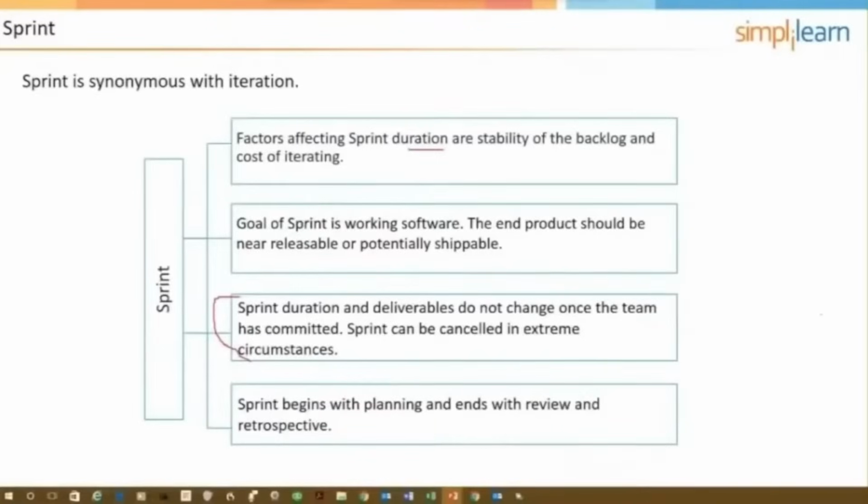Now, it could be possible for the product owner to cancel a sprint, but that would be extreme. That would be because there is such a major change to the product backlog that the work of the current sprint is going to be completely irrelevant. You don't change the sprint, you cancel the sprint. And then the bottom one here, the sprint begins with planning and ends with review and a retrospective.